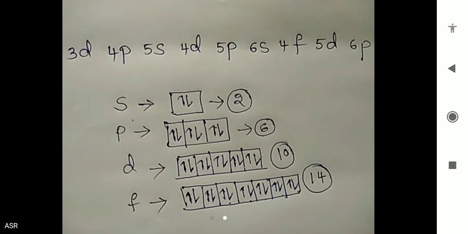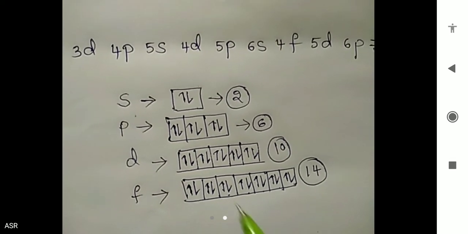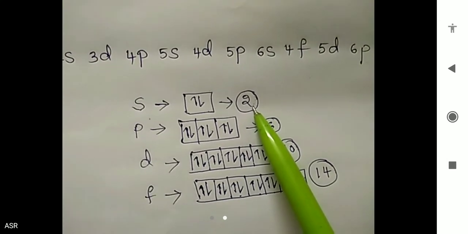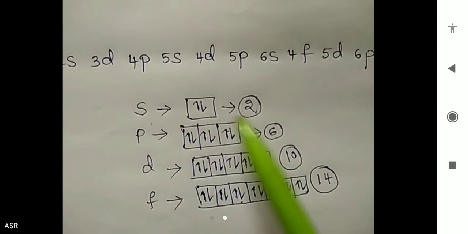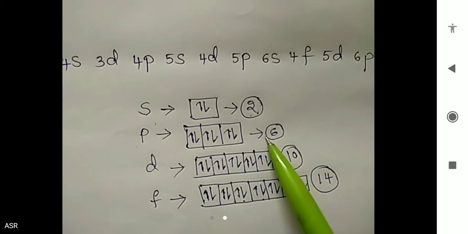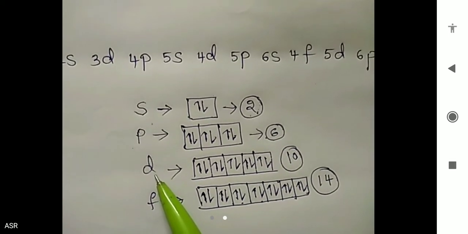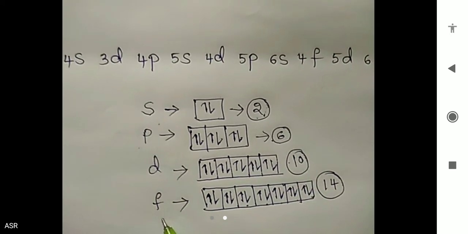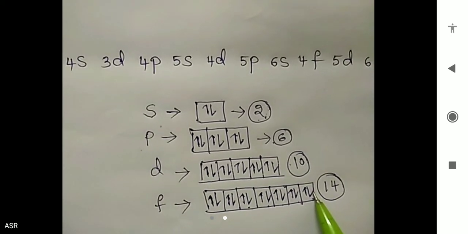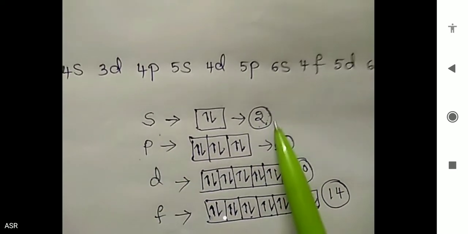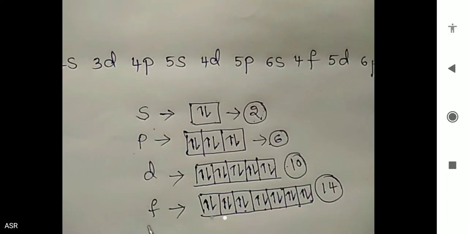So what you have to do now, as you can remember this, S2 can be there. Okay, in the S orbital 2 electrons can be filled. In P orbital 6 electrons can fill up. In D orbital 10 electrons can fill up. In the same way, F orbital 14 electrons can fill up. So in this way, you have to remember this order. S is 2, P is 6, D is 10, F is 14.